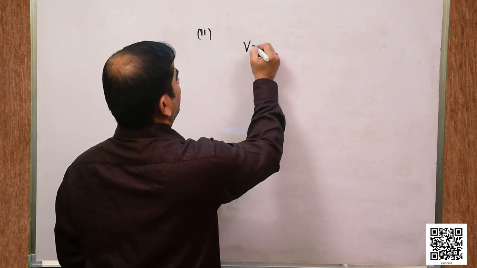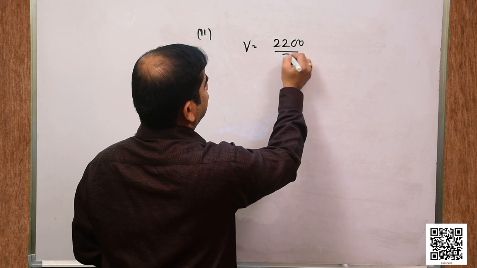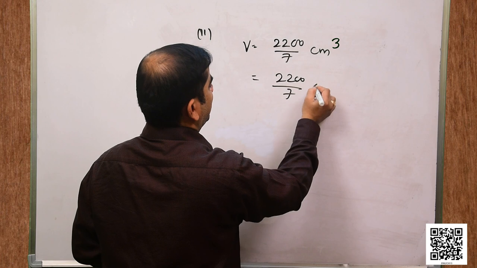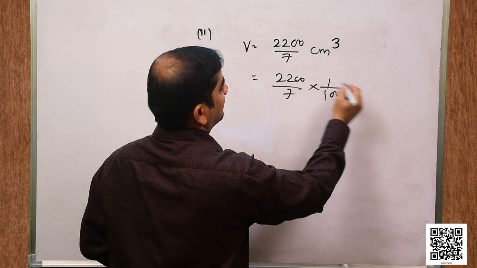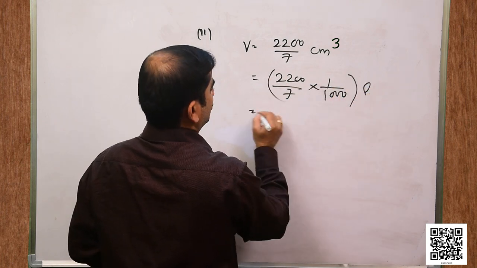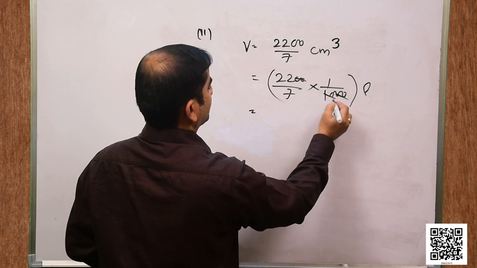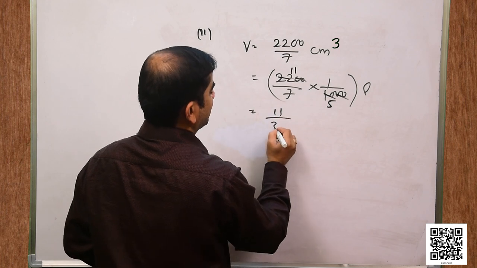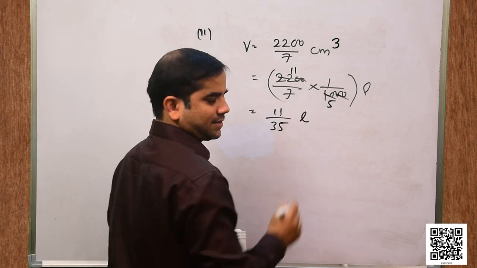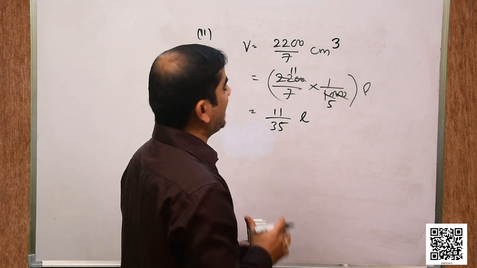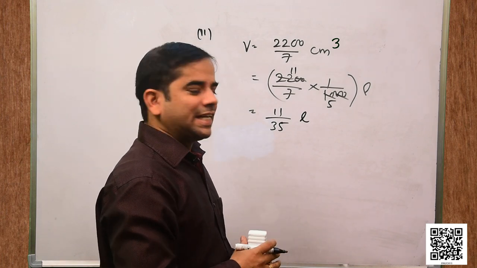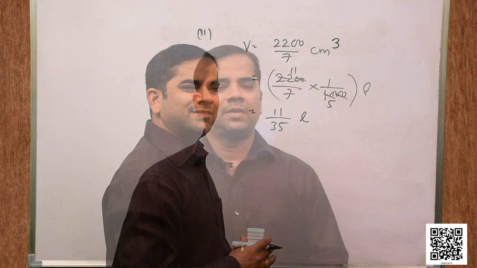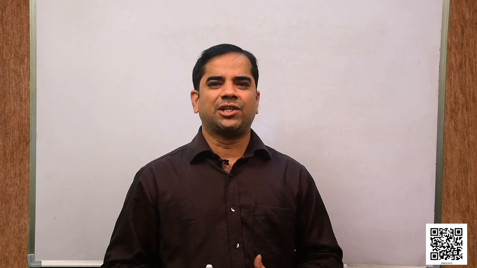Students, volume is found to be 2200 by 7 centimeter cube. That is equal to 2200 by 7 into 1 by 1000 liters. So, the capacity of the second vessel is found to be 11/35 liters. Hope you understand. Students, let us now solve question number 3.